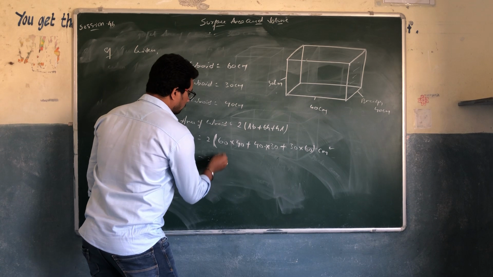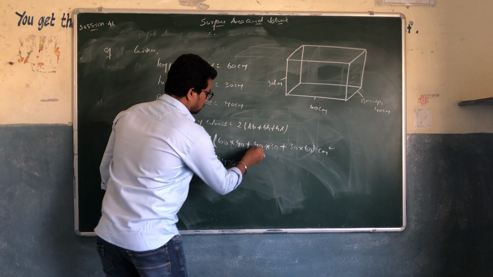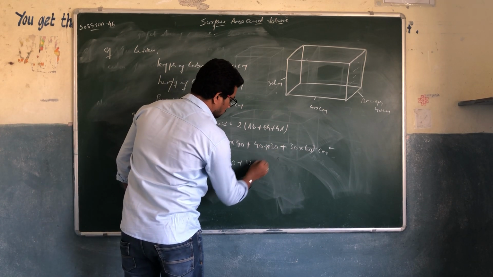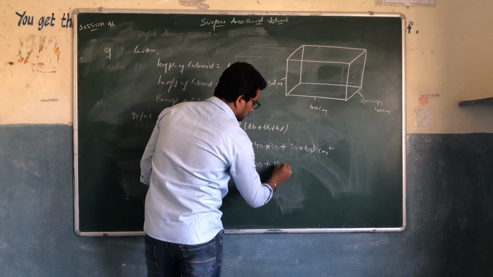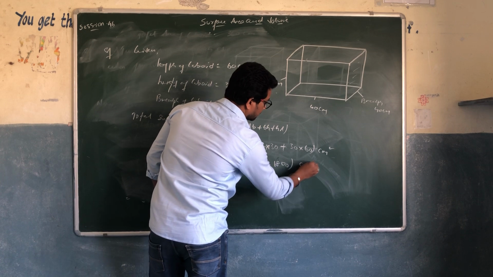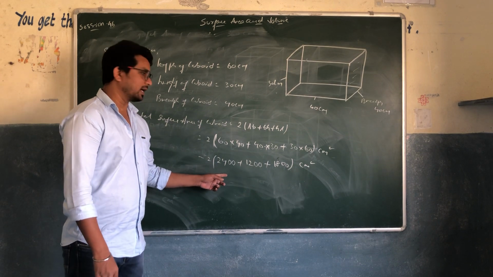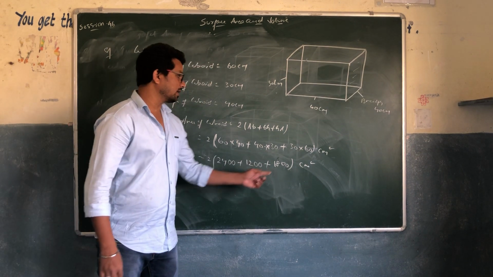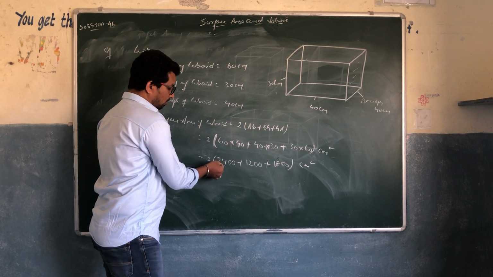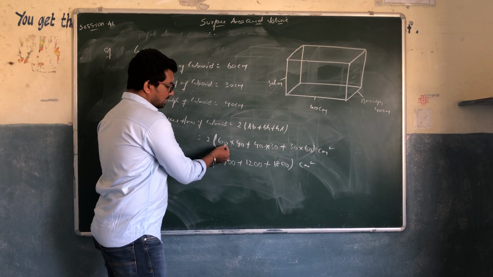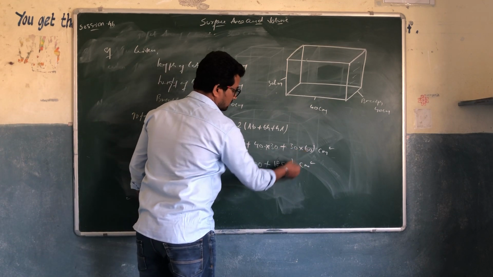Now 2 into (60 into 40, 6 4s are 24 and 2 zeros, plus 40 into 30, 4 3s are 12 and 2 zeros, plus 30 into 60, 3 6s are 18 and 2 zeros) centimeter square, right? You understood, right? 60 into 40 we will get 2400, 40 into 30 we will get 1200, 30 into 60 we will get 1800. How did I get this directly? I'm just multiplying 6 into 4, 24 and 2 zeros, 4 3s 12 and 2 zeros, 3 6s 18 and 2 zeros, right?